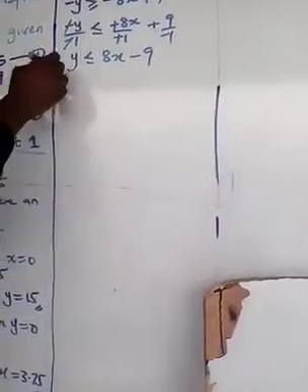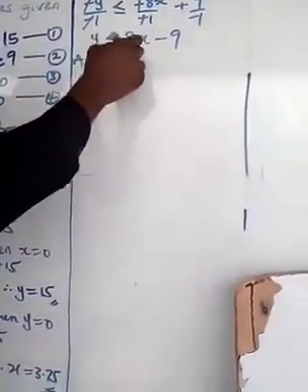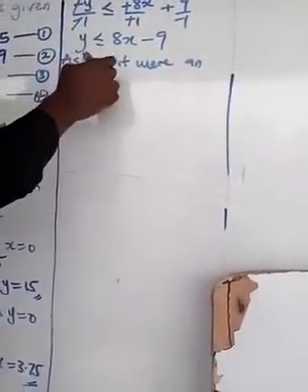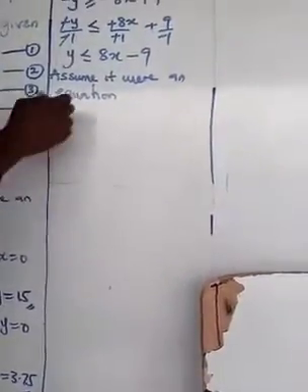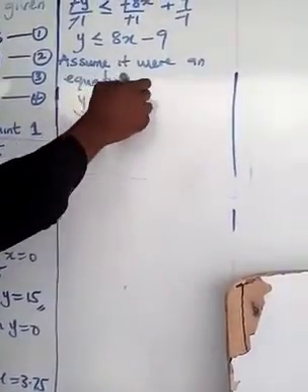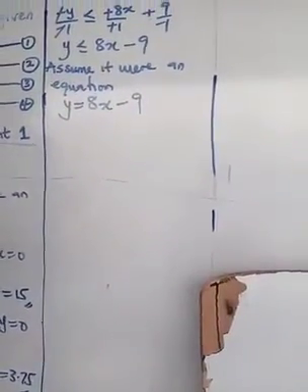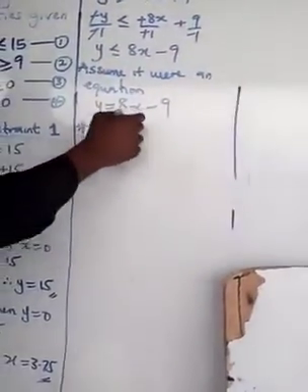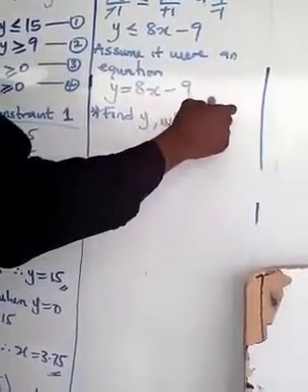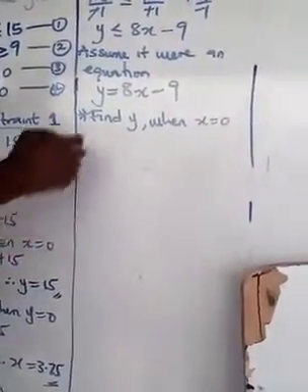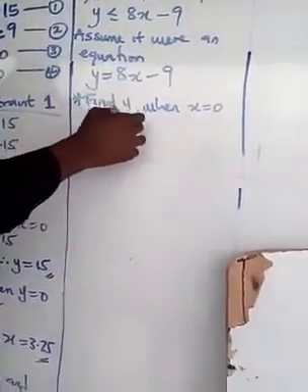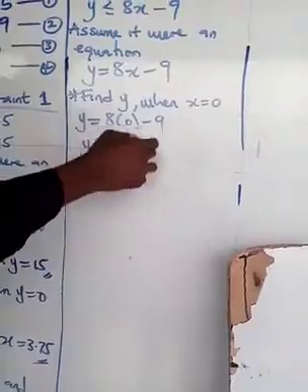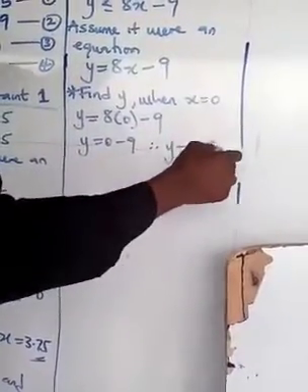So you can now assume it to an equation. If you assume it to an equation, we have y equals to 8x minus 9. So we now look for y. Find y when x is 0. So you have y equals to 8 times 0 minus 9. So you have y equals to 0 minus 9. So that means y is minus 9.